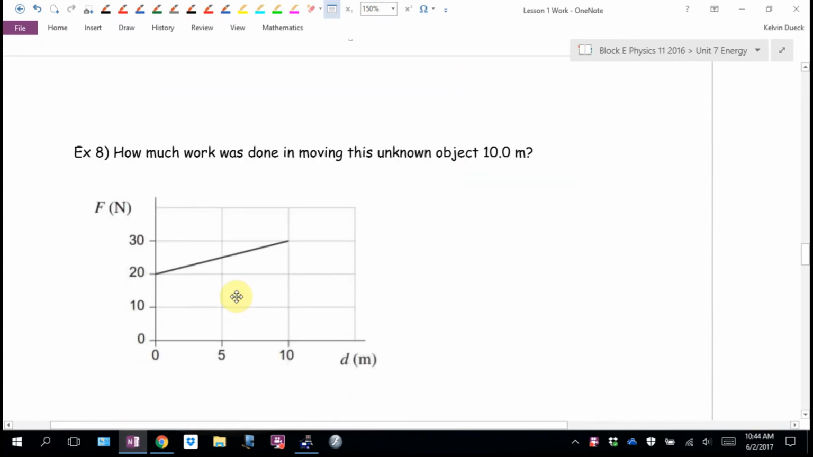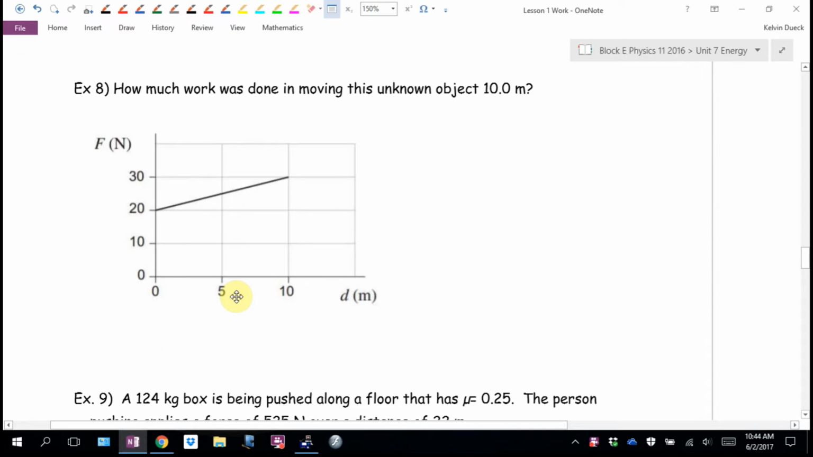Example 8. Darcy, what does example 8 want me to find? Work. Done doing what? Read me the whole thing. How much work is done in moving this mystery object from here to here? Well, I can't go force times distance. The question didn't give me a distance, but they gave me a graph.